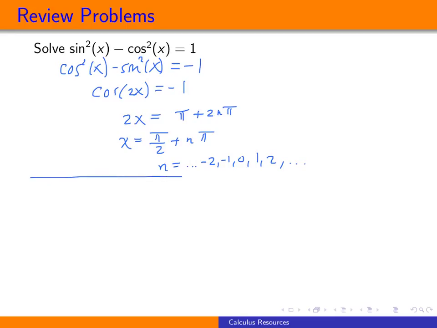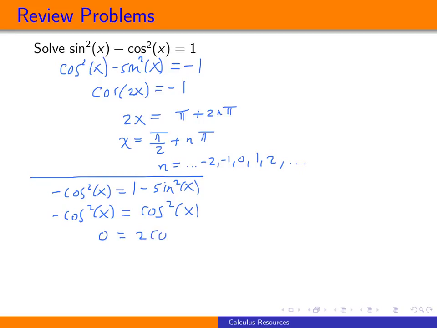Or an alternative approach here is to think in terms of your Pythagorean identity. If we subtract sine squared from both sides, we would have minus cosine squared x equals 1 minus sine squared x, where 1 minus sine squared is simply cosine squared. So minus cosine squared x equals cosine squared x, and 0 is equal to 2 cosine squared x.